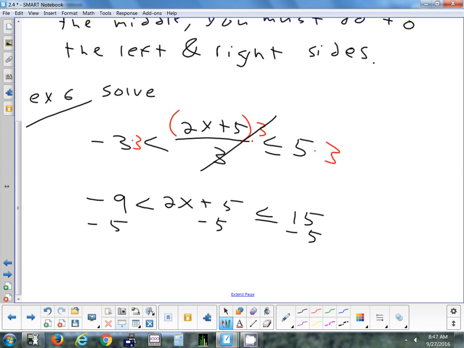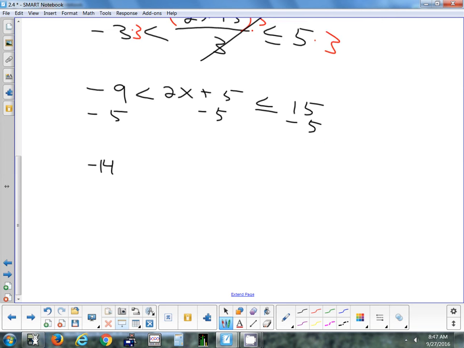Okay, so negative 9 minus 5. How about Rachel? What's good? Negative 14. And again, I'm subtracting, so I don't ever flip when I do subtraction. 5s are gone. And 15 minus 5 gives me 10. Okay, and Amanda, my last step?